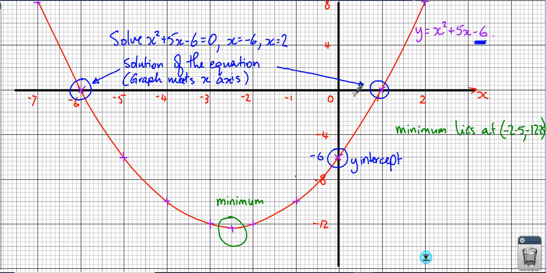Our graph has a smiley face shape because it is a positive curve. I'm going to write it down after this slide. If it had a sad face shape, it would have been negative, okay, because when you say something negative, surely something bad has occurred. So we say that a negative curve has this shape, a positive curve has this shape.